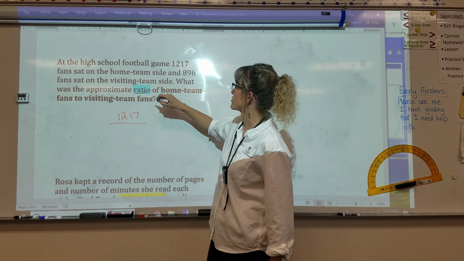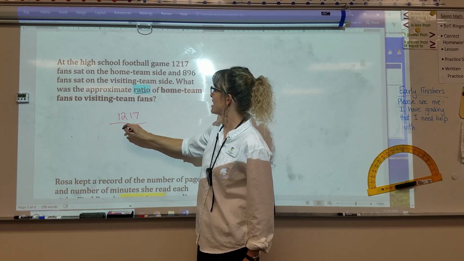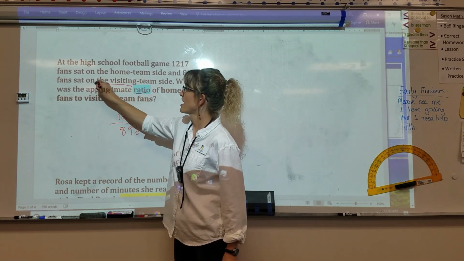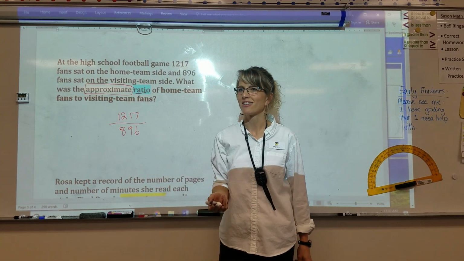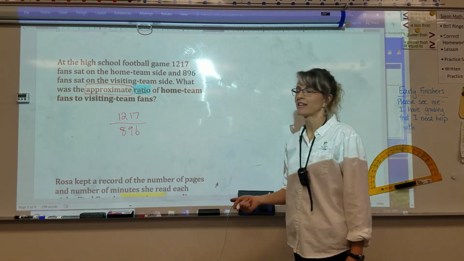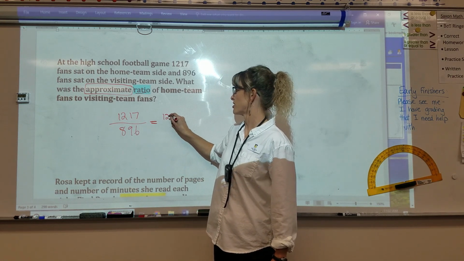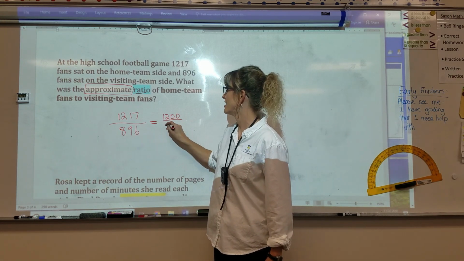Let's do it as a fraction just for fun. Visiting, it's my second number. Visiting was 896. But it says approximate. Approximate means I can round. What does approximate mean? Get ready? You can round. We can round. So let's round to the nearest hundred. Let's go with 1200 and 900.